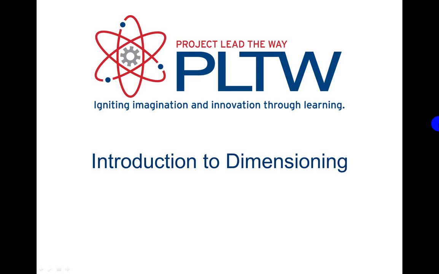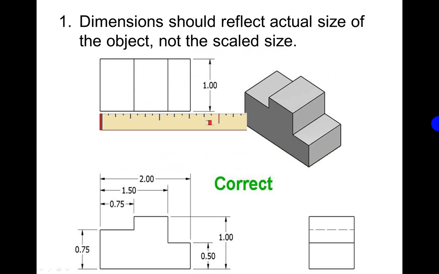In this video, I'm going to go over Introduction to Dimensioning. There are several rules that you need to know before you start dimensioning. Dimensions should reflect the actual size of the object, not the scaled size. Once you have put the drawings on the sheet, it's a scaled size. Obviously, it's the actual dimensions that you want to dimension.